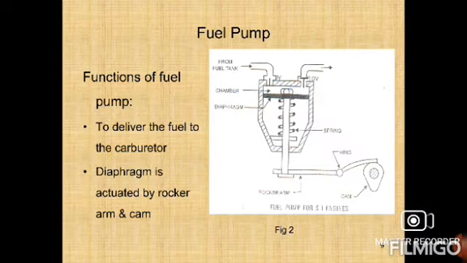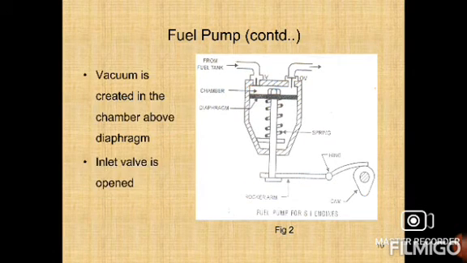To deliver the fuel to the carburetor, the diaphragm is actuated by the rocker arm, through the operation of the cam. Fuel enters from the tank and is then transferred to the outlet valve. A diaphragm is provided for operating, which increases the pressure. We use it to build up the maximum amount of pressure.